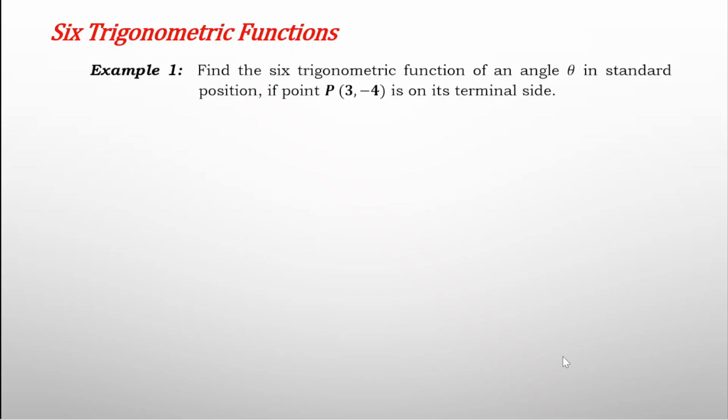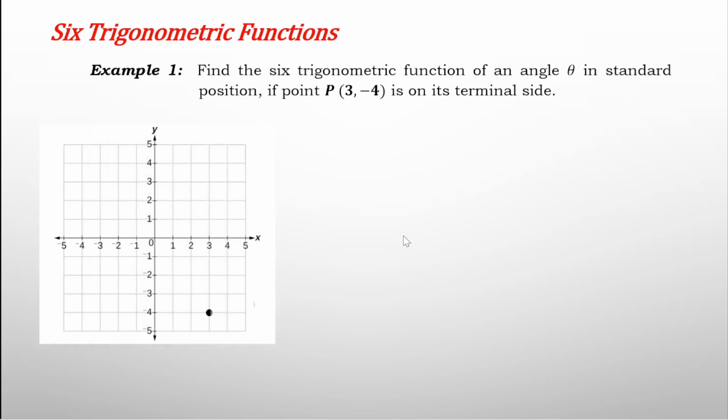Example number 1. Find the 6 trigonometric functions of an angle theta in standard position if point P, having a coordinate of 3 and negative 4, is on its terminal side. So we are going to plot point P, and this is the location of point P on the Cartesian coordinate plane. We create an angle in standard position, and this is the angle theta. So how are we going to find the 6 trigonometric functions of this particular angle?